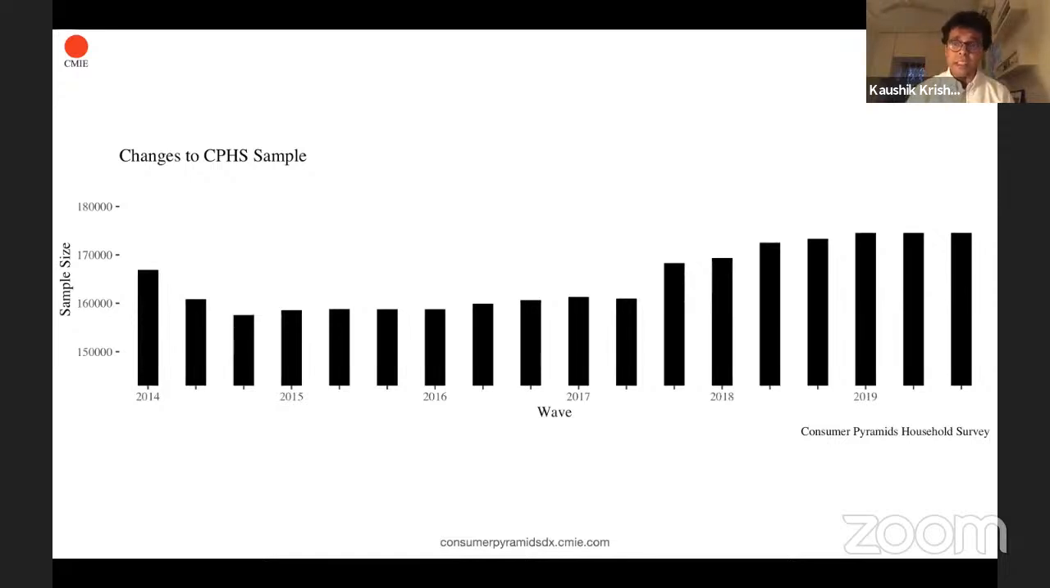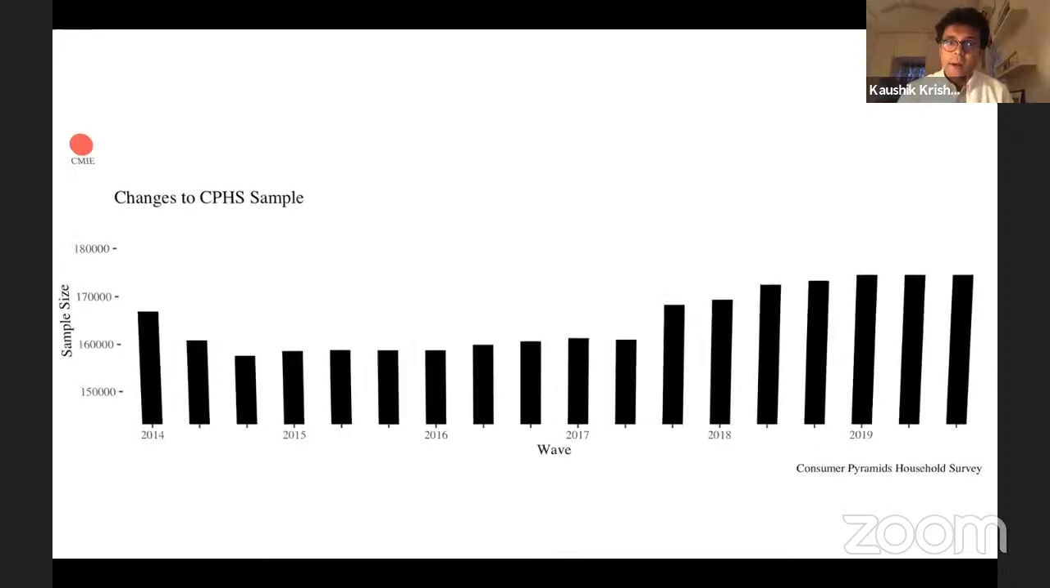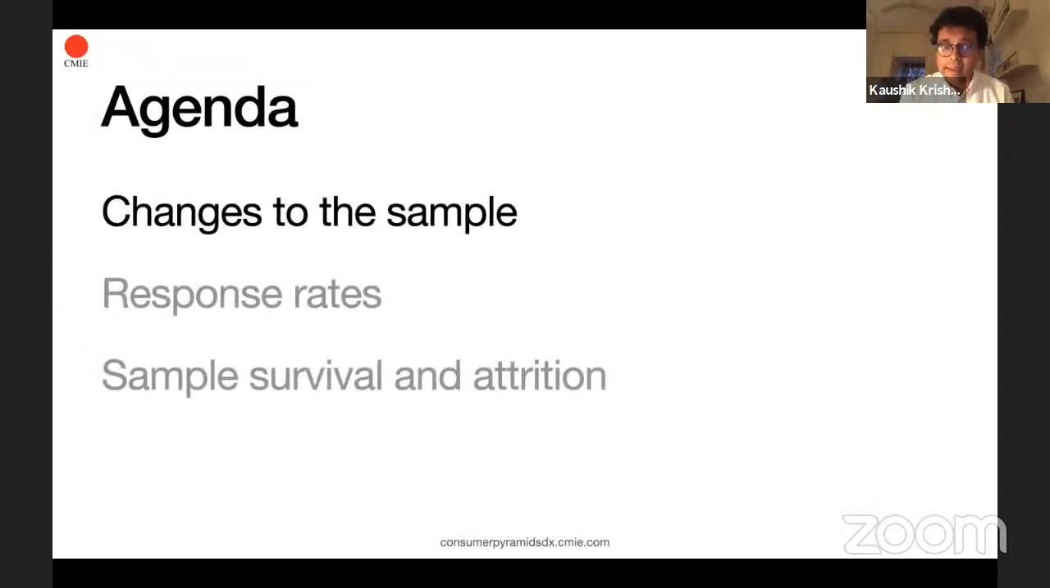Okay, so in a nutshell, this takes you through the changes that took place to the CPHS sample between 2014 and 2019, and the constituent components of that aggregate rise of about 4.6% between 2014 and 2019. Now, with this out of the way, the next thing that I think we need to study and understand well are response rates.